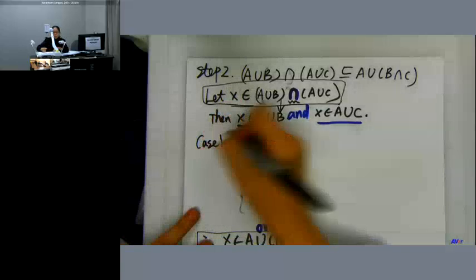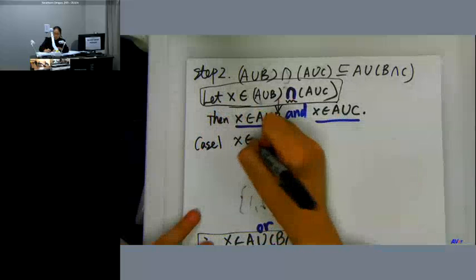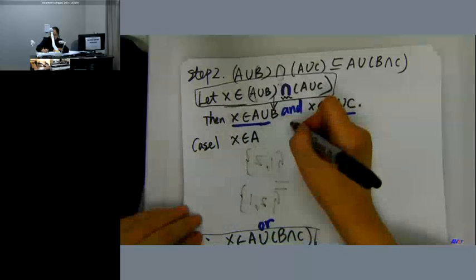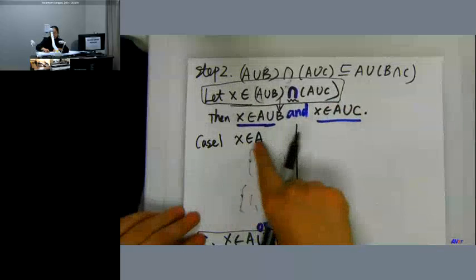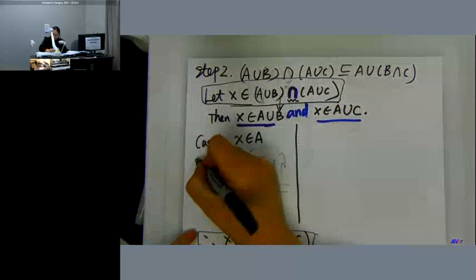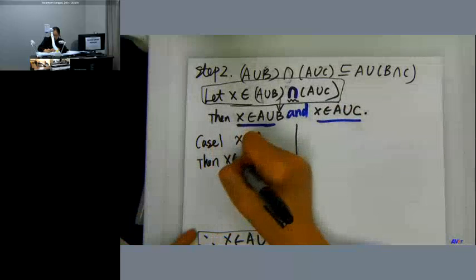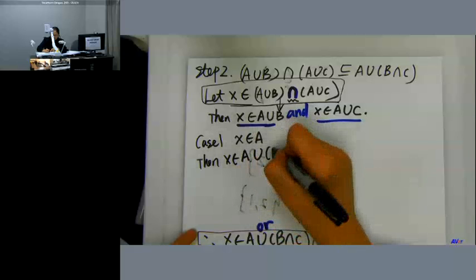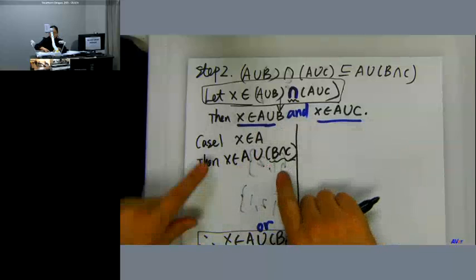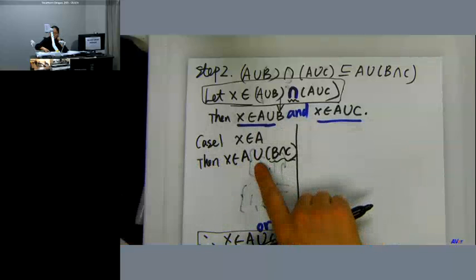Possibly, yes, x could be in A. So if x is in A, great, we're done. Case one is very easy. If x is in A, well, then x is in the union of A with anything else. Doesn't matter how complicated that is. That follows from the definition.